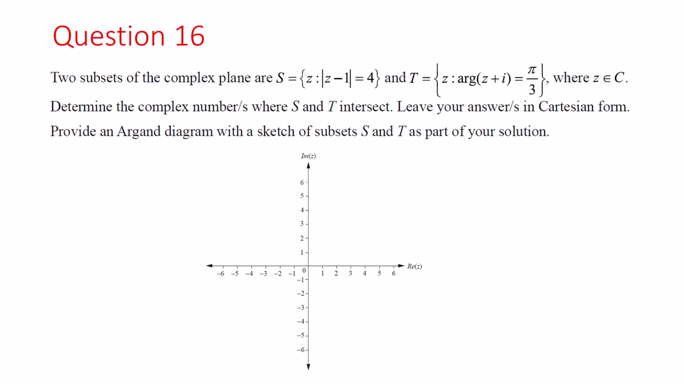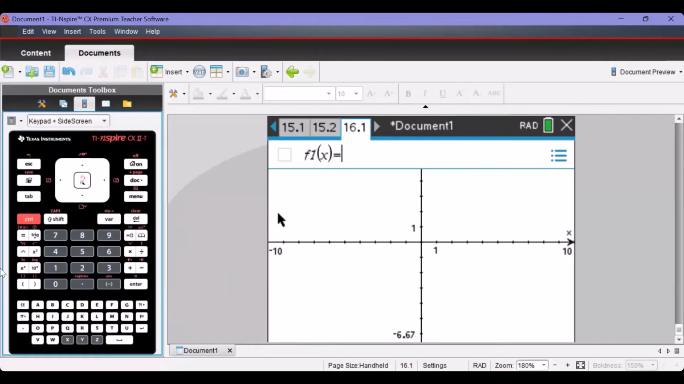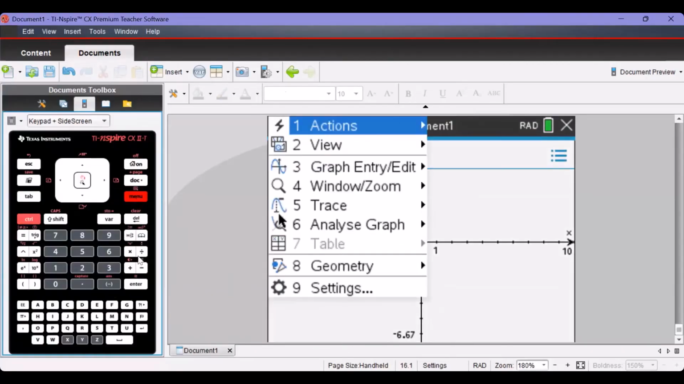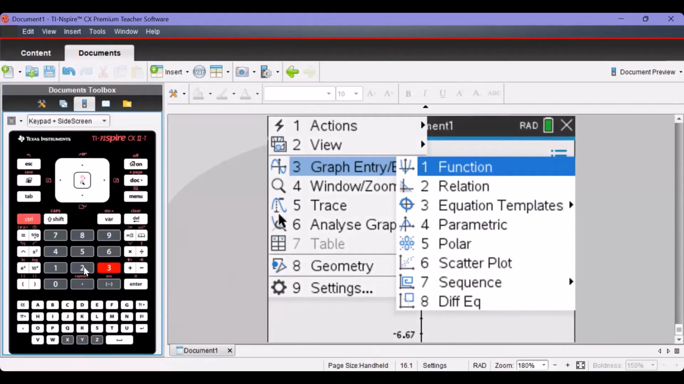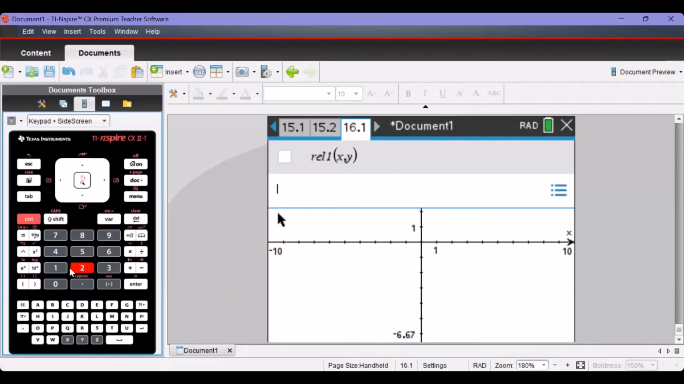So what we'll do is we'll plot these two and then find the point of intersection. So press menu, 3 for graph entry edit, 2 for relation. And what we'll do now is we'll enter in the equation of the circle. So that's x minus 1 squared plus y squared equals 16. And then press enter.